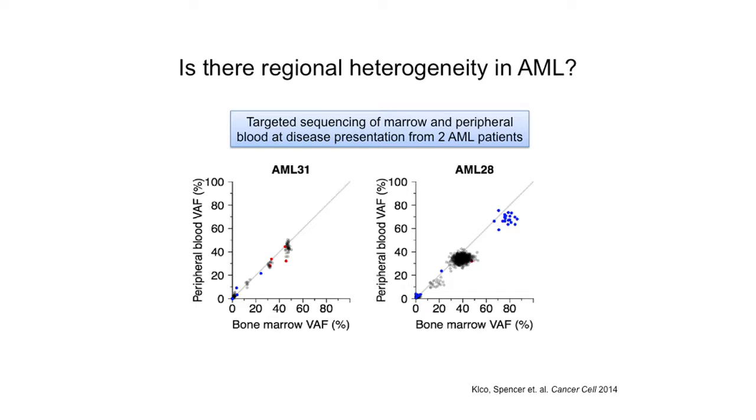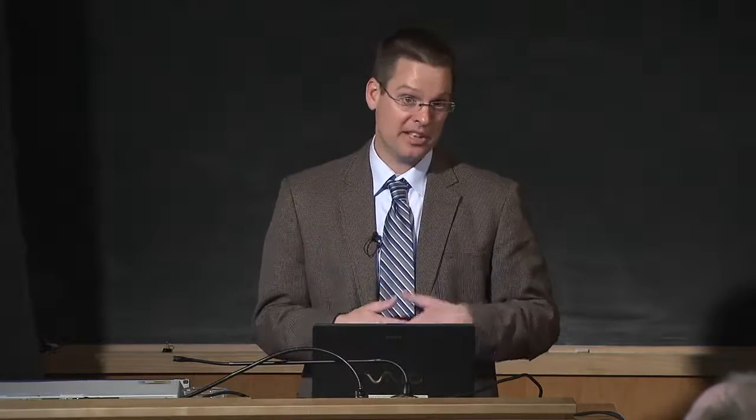Here I'm showing two AMLs, AML 31 and 28. I'm showing the variant allele fractions that we obtained from each specimen. The diagonal line is unity, so if a point falls on that line, it was the same in both specimens. You can see that in both of these cases, the subclonal architecture and the variants within those subclones are present in equal VAFs in both specimen types. There's no enrichment or depletion of subclones in the peripheral blood relative to the marrow.